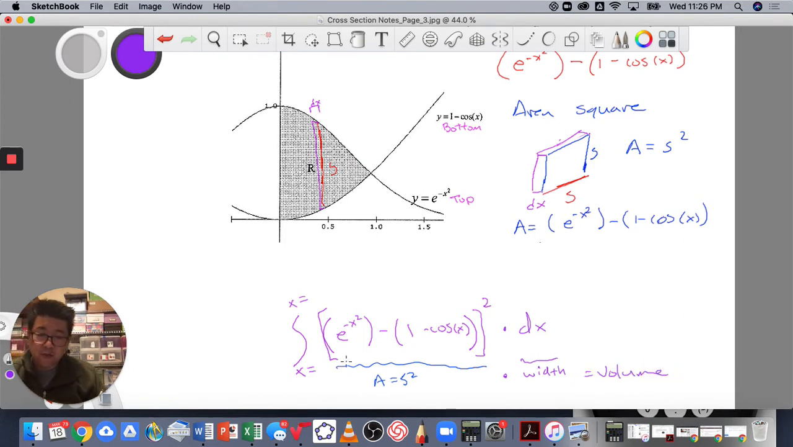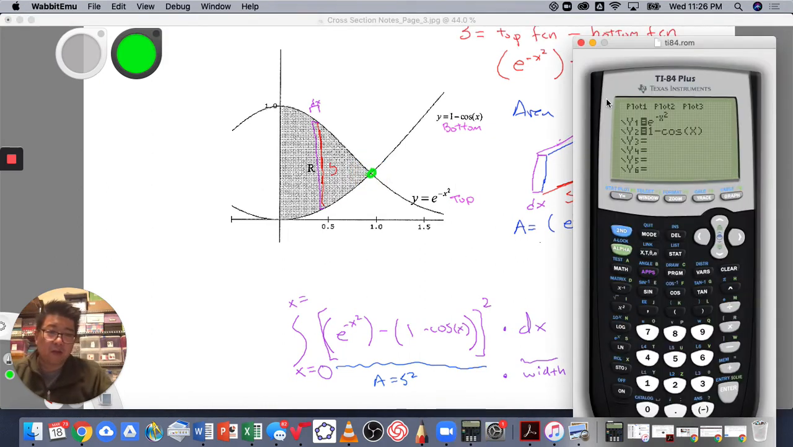Okay, so we're almost done. We just got to figure out where our limits are. So we know it's going to start at 0. Now over here, you might guess that it's 1. But if I plug 1 into this and I plug 1 into this, they're not going to give me the same answer. Okay, which means that they don't actually meet at 1 because the y values are not the same. So we got to actually figure that guy out. So we want the point of intersection here. Okay, so let's see. Hopefully this will work.